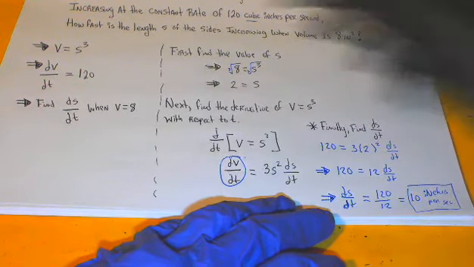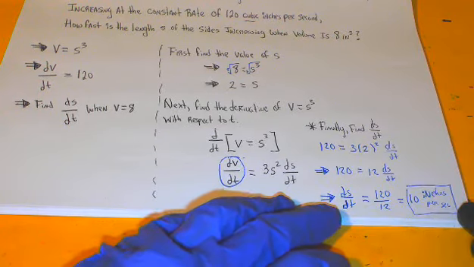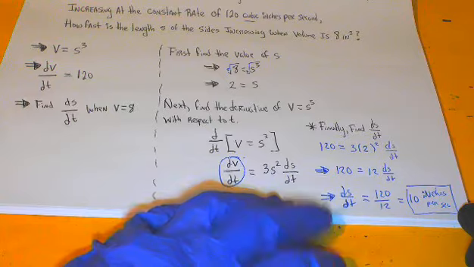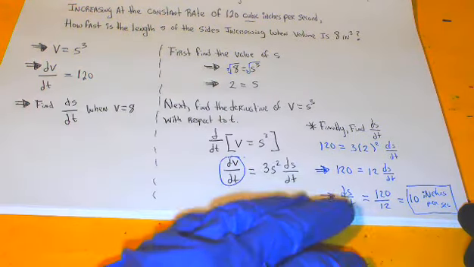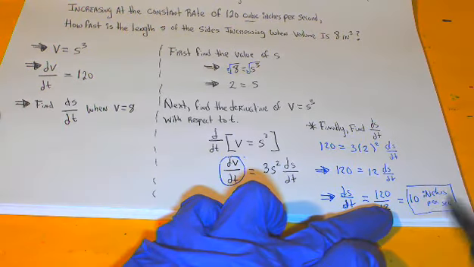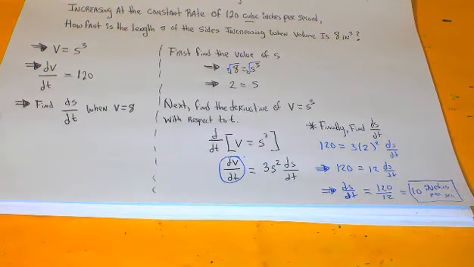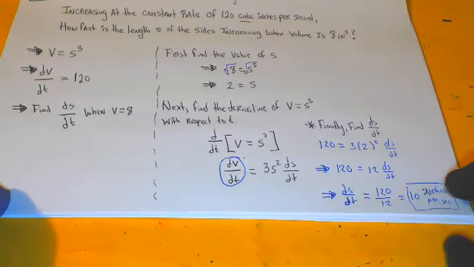So how fast is the length S of the sides increasing when the volume is exactly 8 cubic inches? When the volume is exactly 8 cubic inches, we know our side S is going to be 2, and the rate at which it's increasing is going to be 10 inches per second. And that's it for number 11, our problem on related rates.